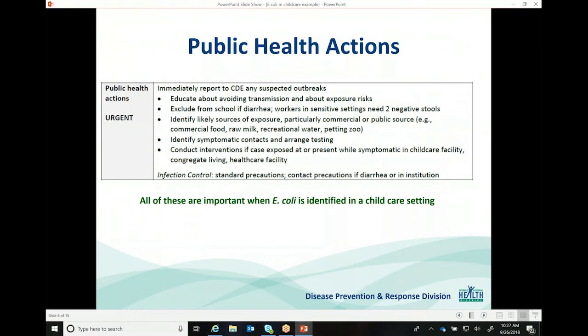And this I took directly from the CD-EPI guidelines, and we'll go over each of these in the presentation today with the exception of identifying the likely source of a child's infection, which is certainly important, but not the goal of the presentation today. But we'll go over each of these public health actions, including educating about avoiding transmission and exposure risks, excluding from school if there's diarrhea, and making sure those exclusions stay in place until a child can test negative twice for Shigatoxin-producing E. coli. We'll talk about identifying symptomatic contacts and trying to arrange testing, and then conducting interventions as well if an exposed or symptomatic child was symptomatic while in the child care facility.